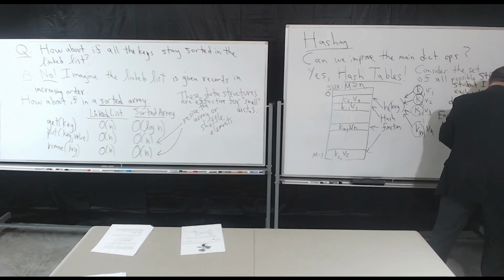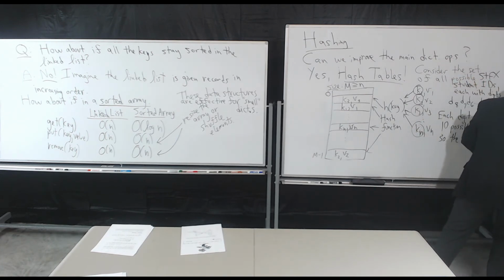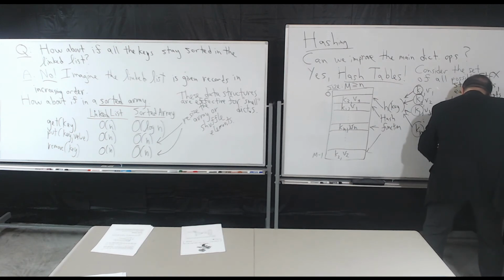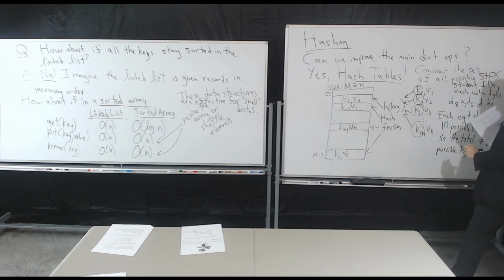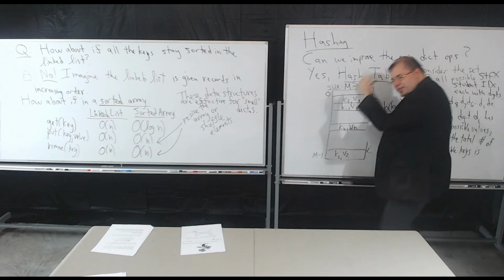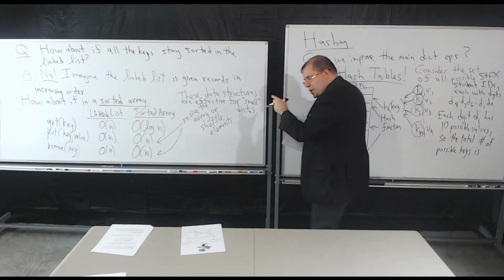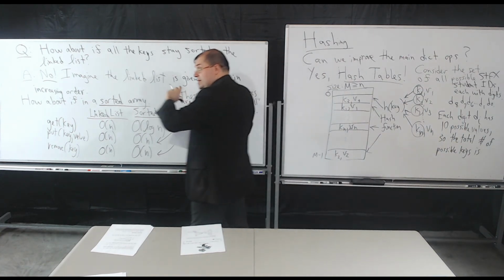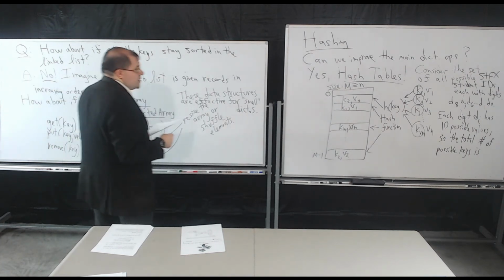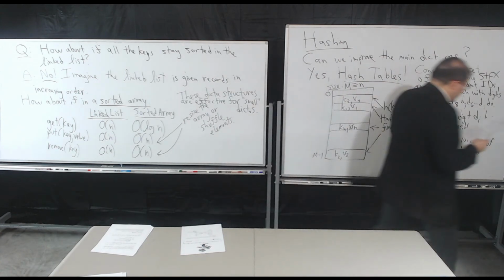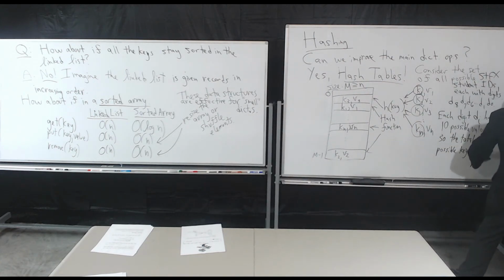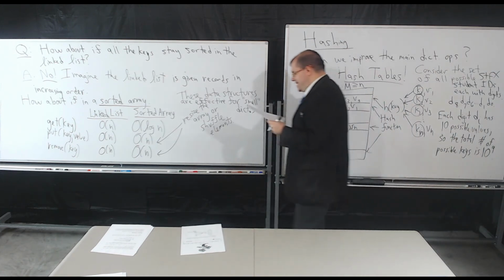So the total number of possible keys is what? What is it? Each one is 10, so I have 10 possibilities. Then I have another 10 possibilities. Then another 10 possibilities. And I do this 9 times. So how many possibilities can there be? There are 10 to the 9. That's a lot of keys. That's a lot of unique keys.